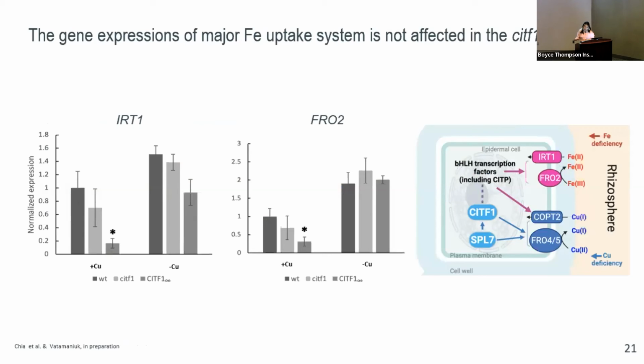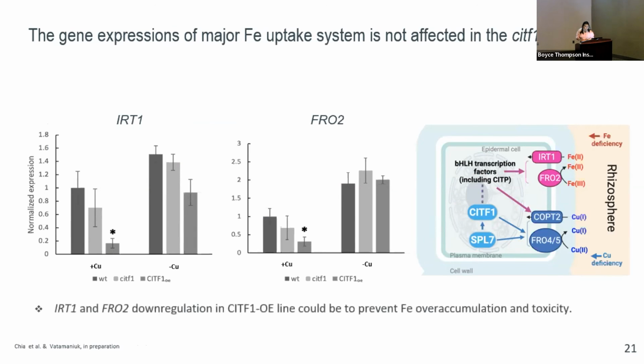To answer that question, we use qPCR analysis to test the expressions of the major iron uptake system, RT1 and FER2, and we see they are not affected in the CYF1 mutant, but that the overexpression line, shown in these asterisks, shows a significant reduction in the expressions of the iron uptake system. This is possibly to prevent iron from accumulating in the roots to prevent iron toxicity.